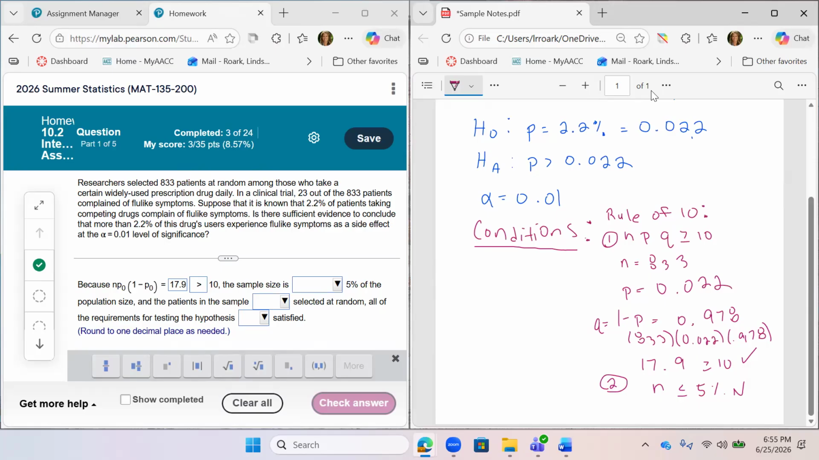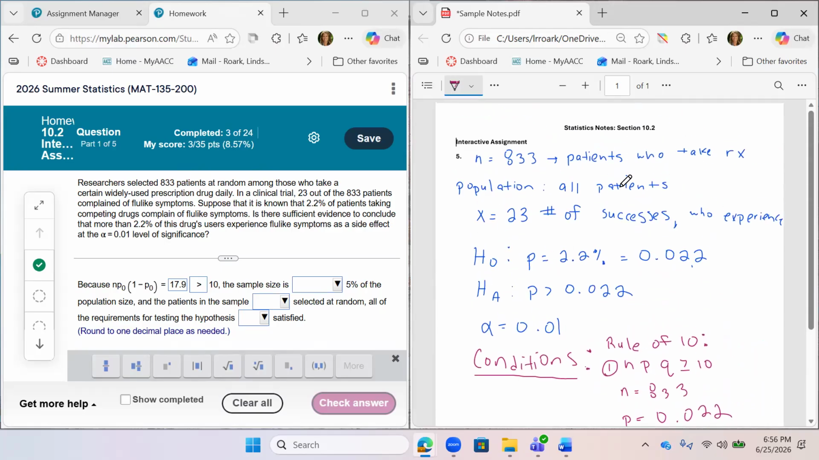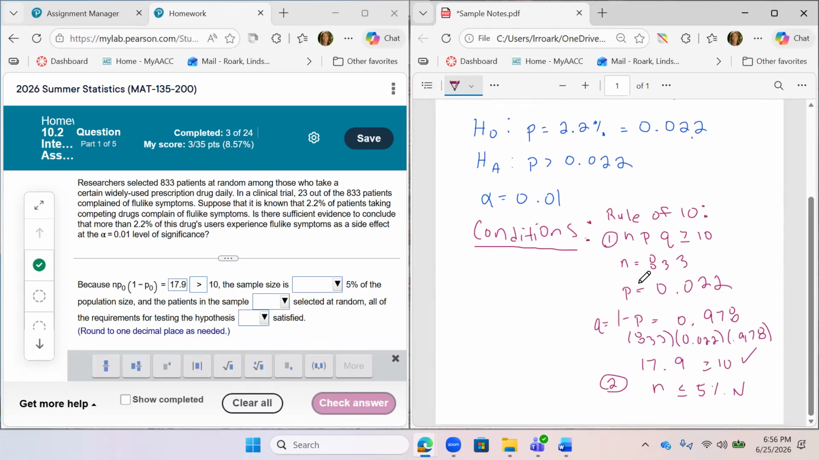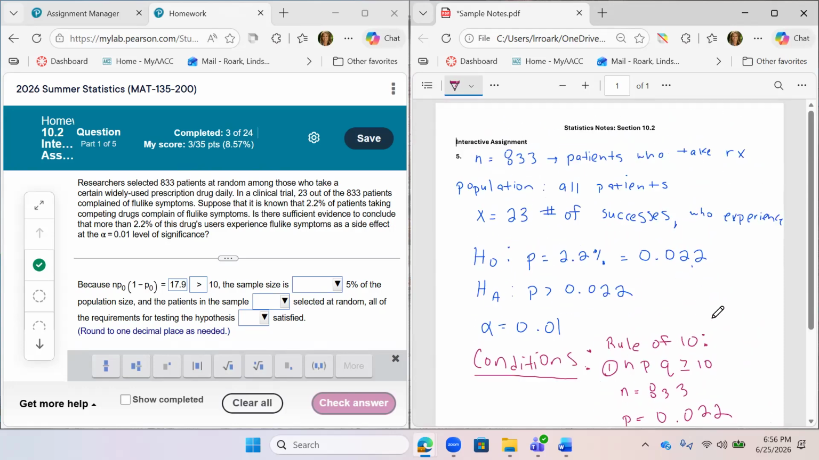That's not going to work without sampling the same people over again. So this is where they came up with this other rule, where the sample size has to be less than or equal to 5% of the population. But a lot of this is just like, okay, sure. Because this is where it comes back again to what we were saying before. N is these 833 patients, right? That's my sample size. But what is the population?